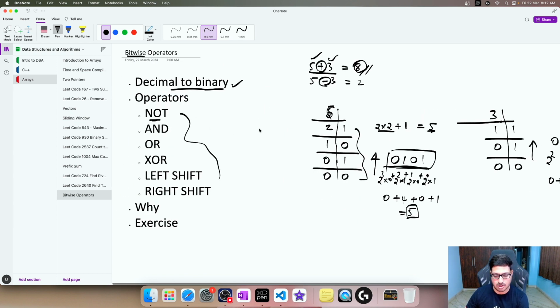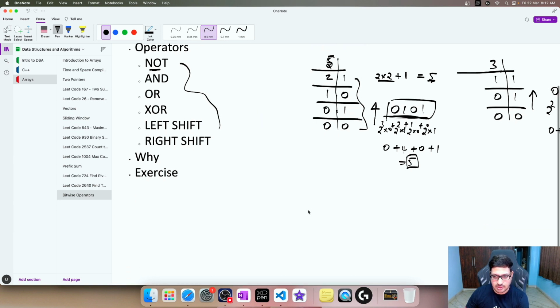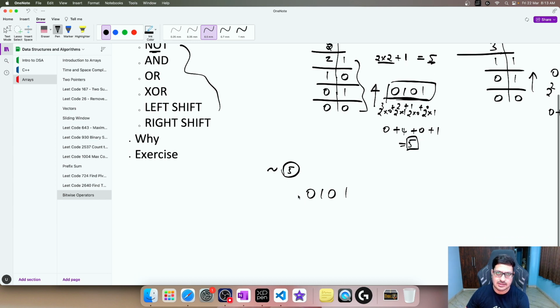So the first operator is NOT. Let's say this is our number 5. In binary, this is the number 5. The NOT operator is a unary operator. It takes only one operand, and it is represented by the symbol tilde. When we say NOT of 5, what it does is flip the switches. So zeros become ones and ones become zeros. If this is 5, the NOT of this will become 1010. It's simply a switch.